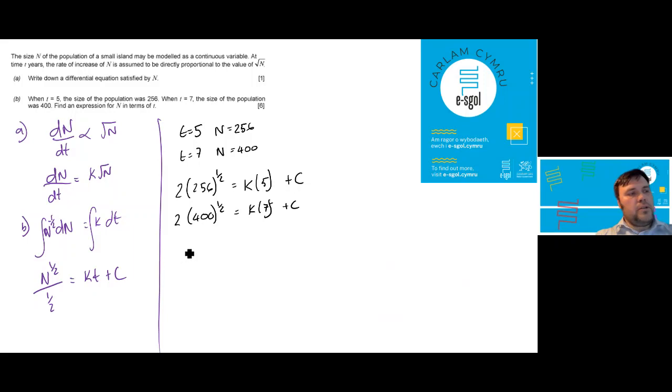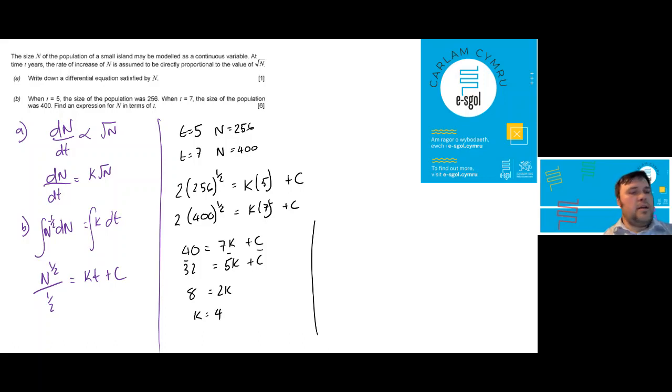So the bottom one is going to be 40 equals, square root of 400 is 20 times 2 is 40, equals 7k plus c. And then this one is going to be 32 equals 5k plus c. If I was to take those away, that is going to give me 8. That is going to give me 2k. So k is equal to 4.